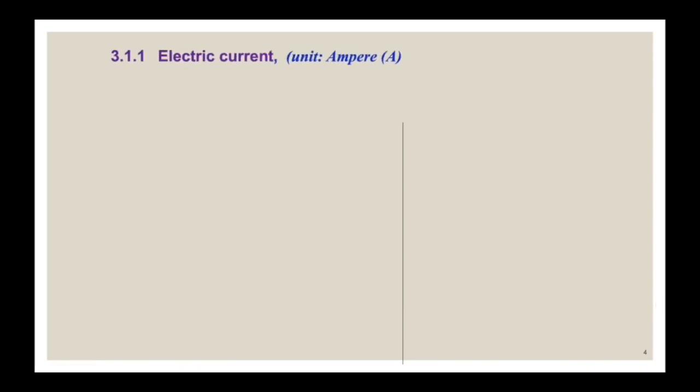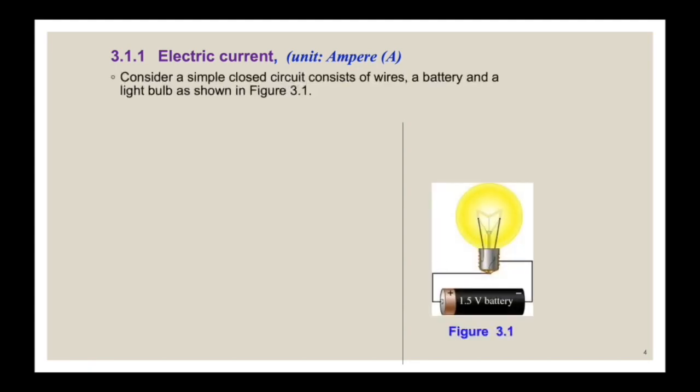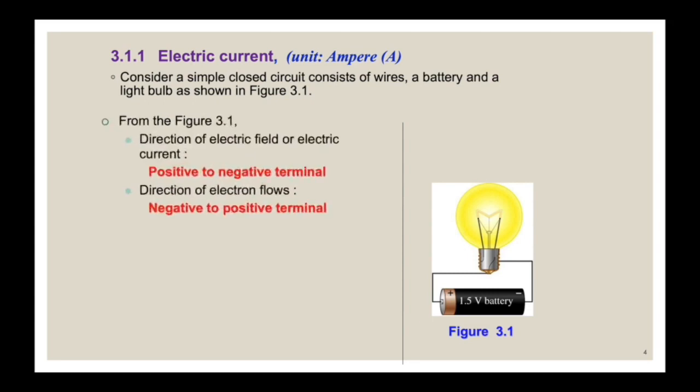So 3.1.1 electric current. Electric current you have learned in school before. The unit is ampere and the symbol is A. So let's say we have a simple circuit with a battery, a bulb and a wire in the circuit, the simplest closed circuit that we can have.